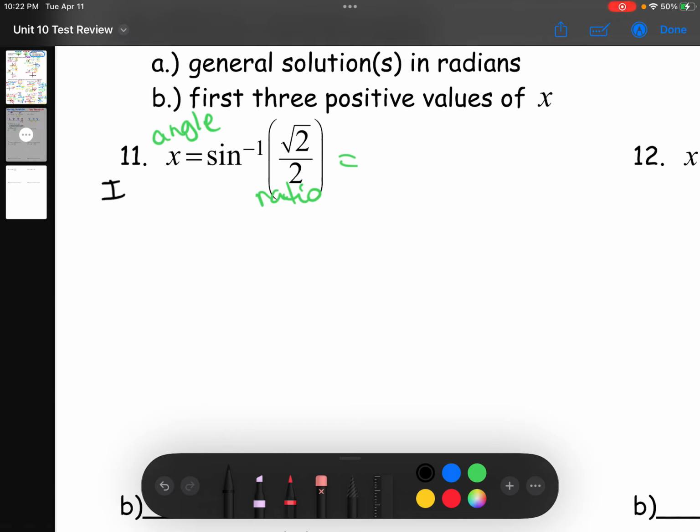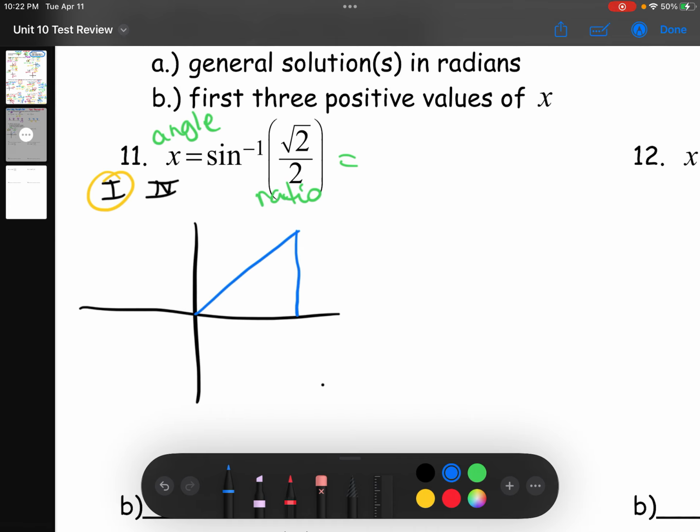Sine inverse can be in quadrant 1 or 4. Being a positive ratio, this will be quadrant 1. So as we draw this, we'll draw our triangle in quadrant 1, perpendicular to the x-axis, one leg sitting on the x-axis, theta at the vertex at 0, 0. Sine is y. So y is root 2 over 2. So with that y being root 2 over 2, it's a 45, 45, 90 triangle. The x is also root 2 over 2. That hypotenuse is 1.